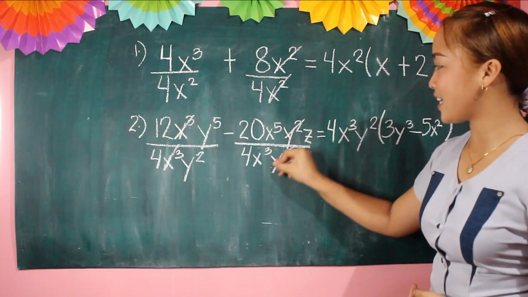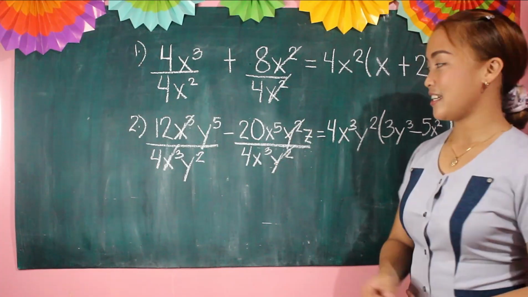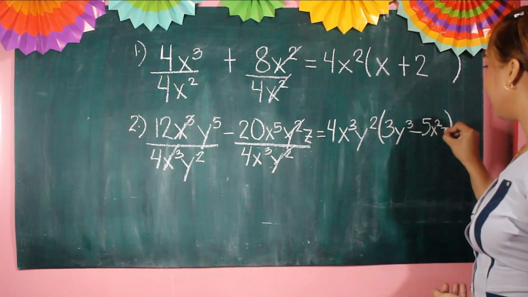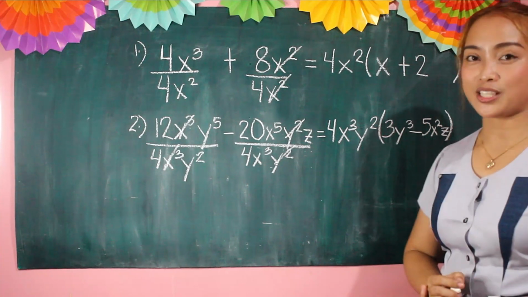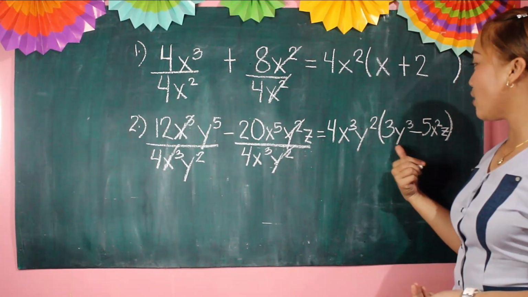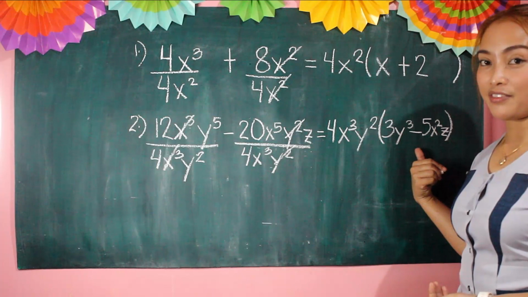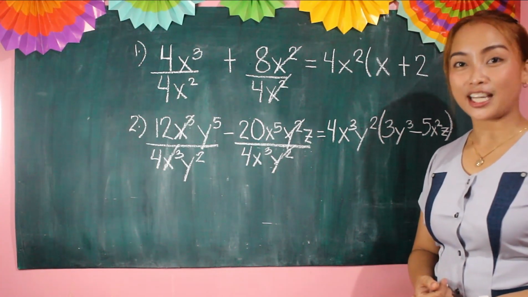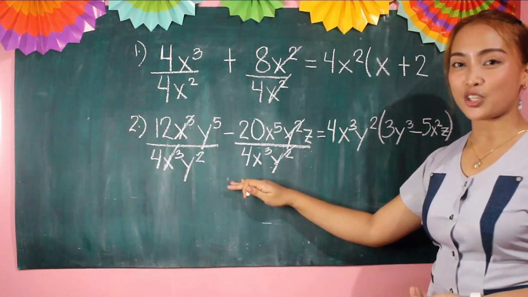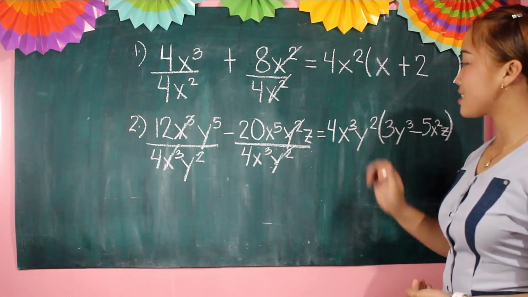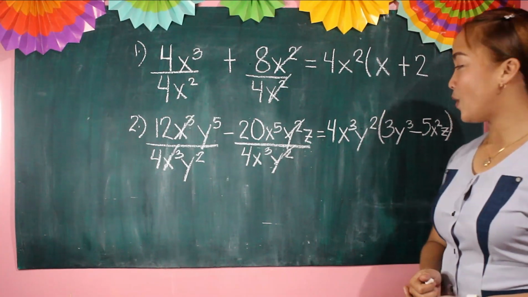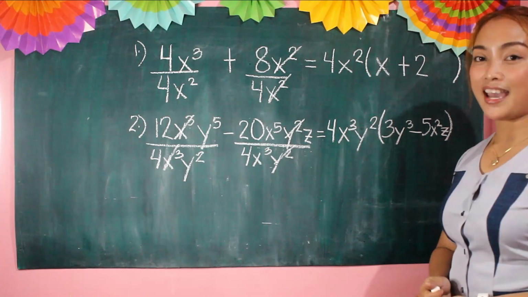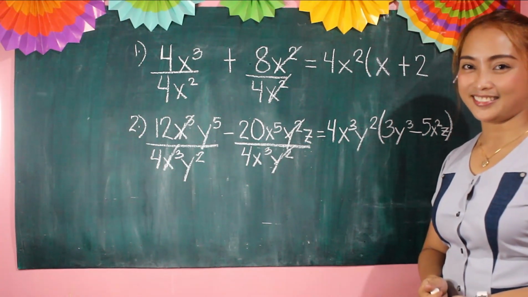Yes, we need to cancel this. Next, z, just copy our variable z. There it goes. Our second factor is 3y cubed minus 5x squared z. Therefore, our factors to this given expression are 4x cubed y squared quantity 3y cubed minus 5x squared z. Got it?